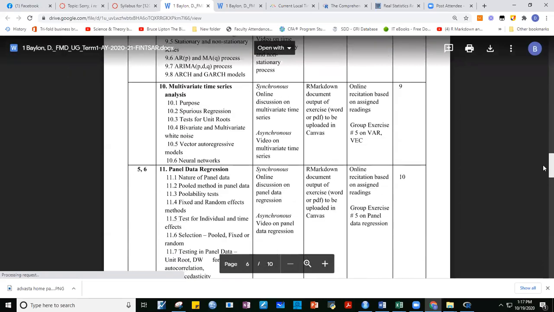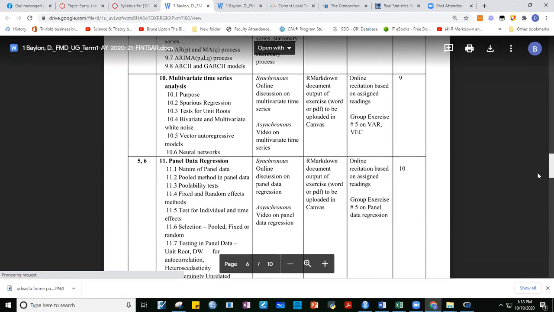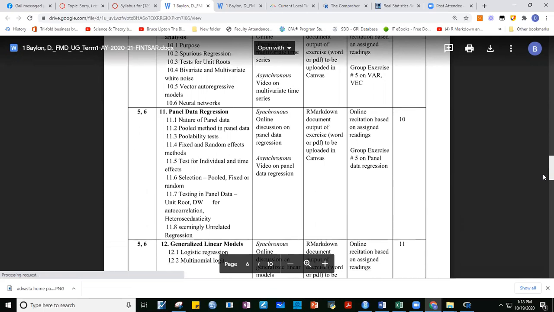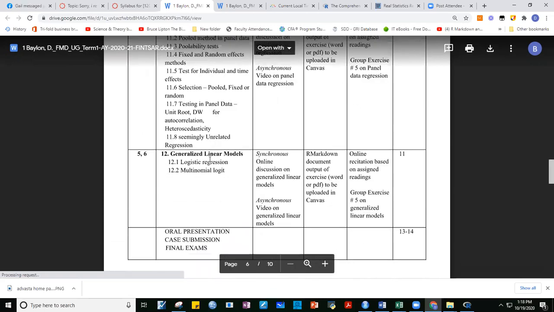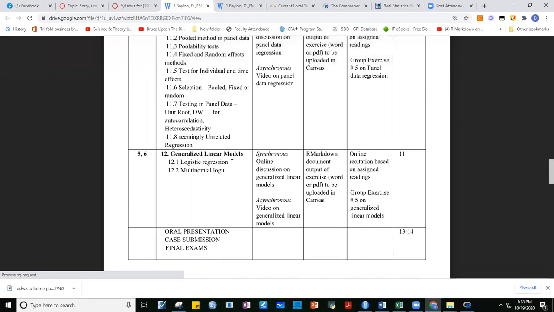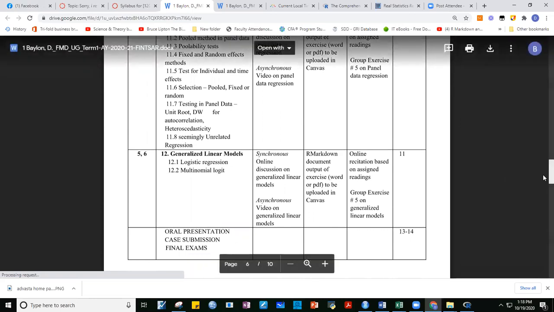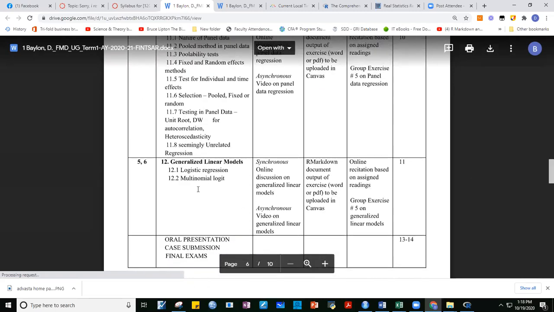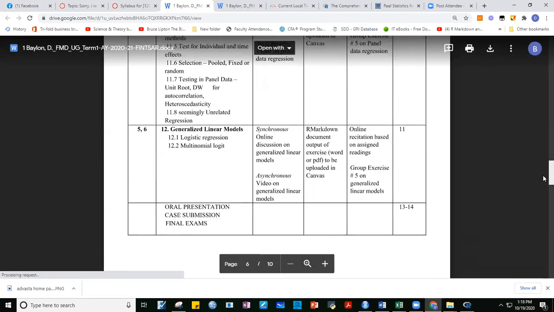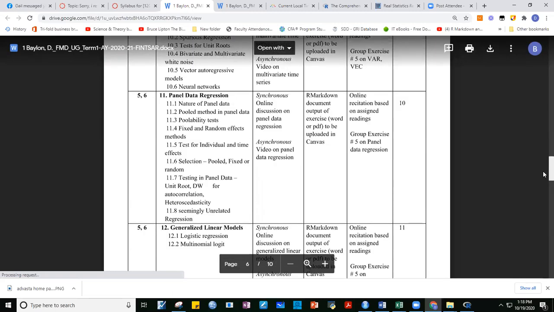Most probably we'll skip first this multivariate time series and go immediately to 11, which is your panel data regression. Panel data regression is a combination of your cross-sectional data and your time series data. I'll explain that in greater detail later. Then this is what I was telling about the GLMs, the generalized linear models. We're going to look at logistic regression. Maybe not multinomial, but let's see. Last term, we were actually able to finish up to logistic regression.